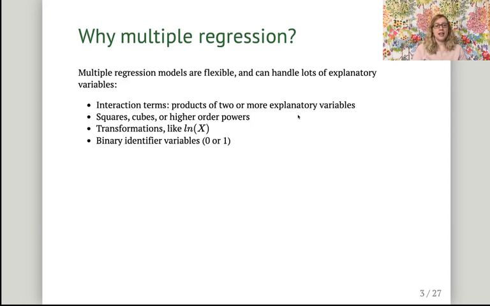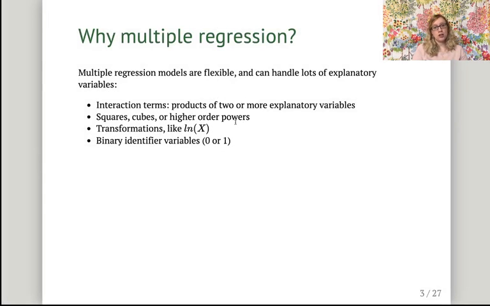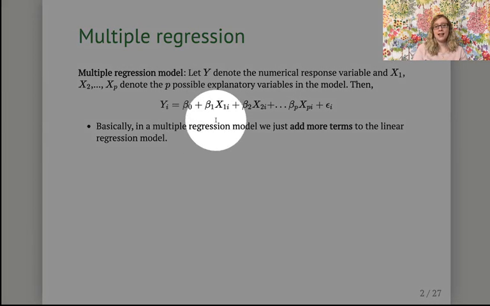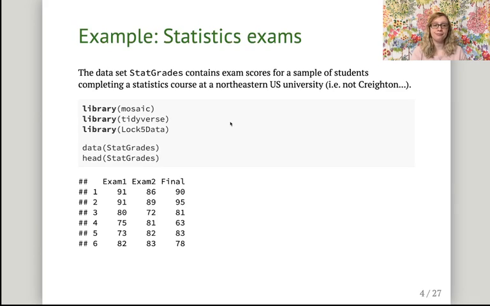We can add things like squared terms to the model. We can add transformations like a natural log of x. All that we need to be able to do is write our model like this. So as long as we can write it as a coefficient times a variable, we can take different functions of those variables and still incorporate them into our model.